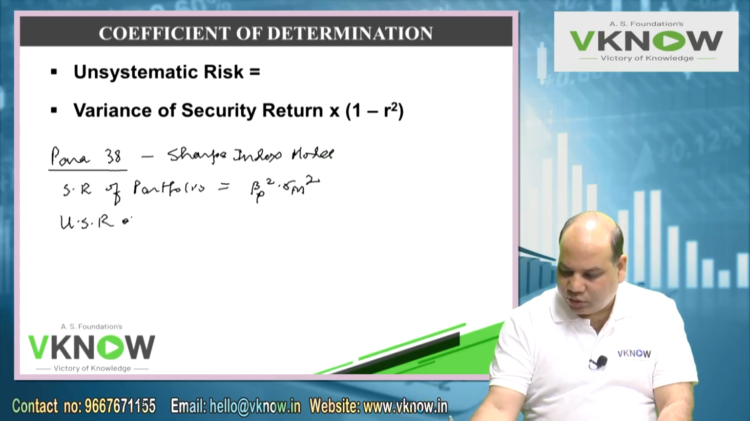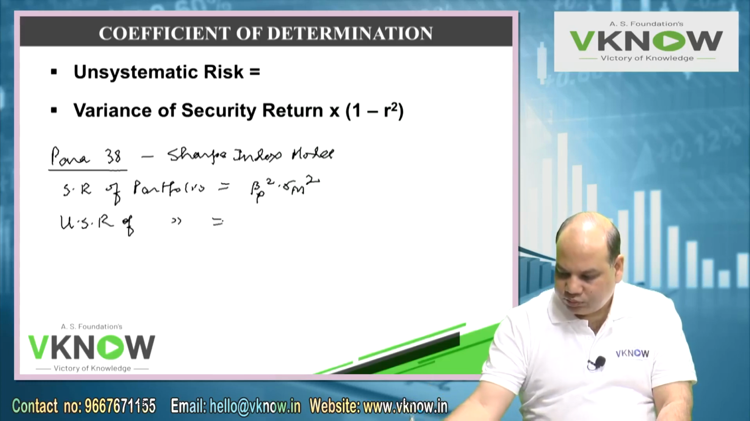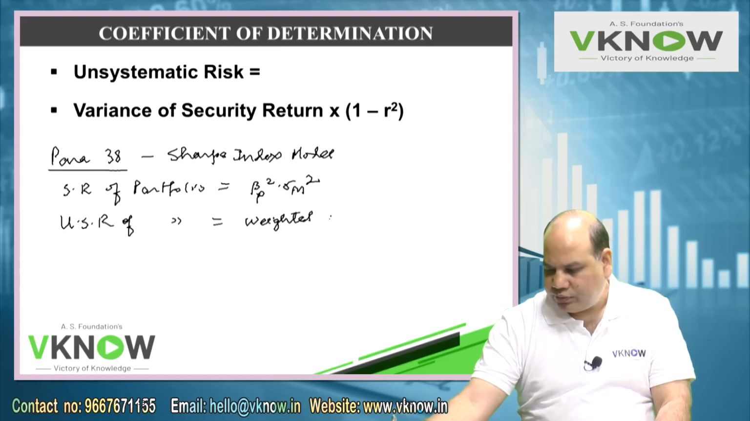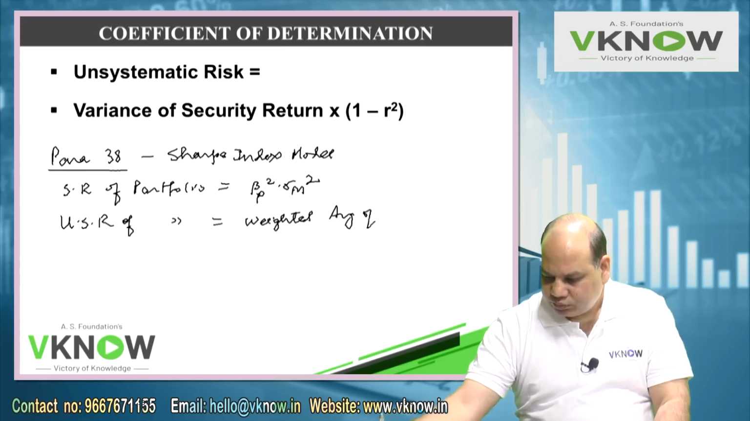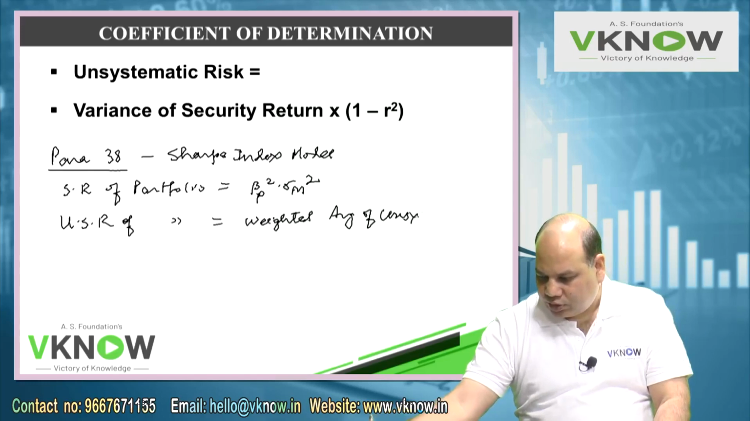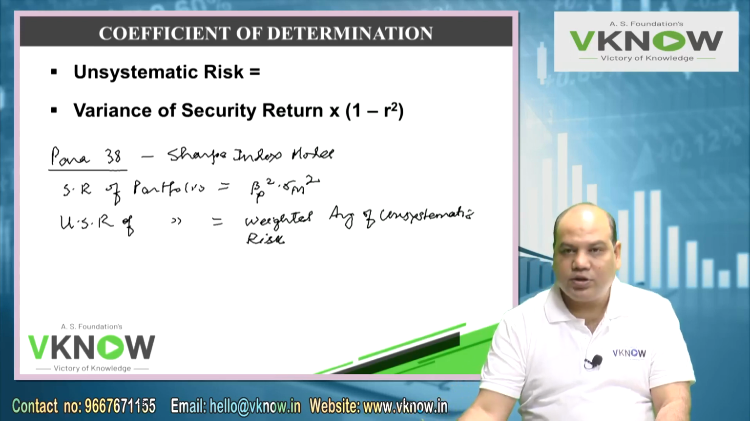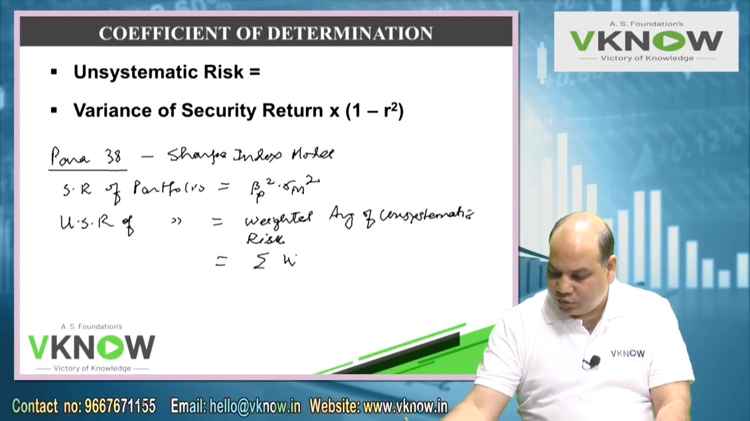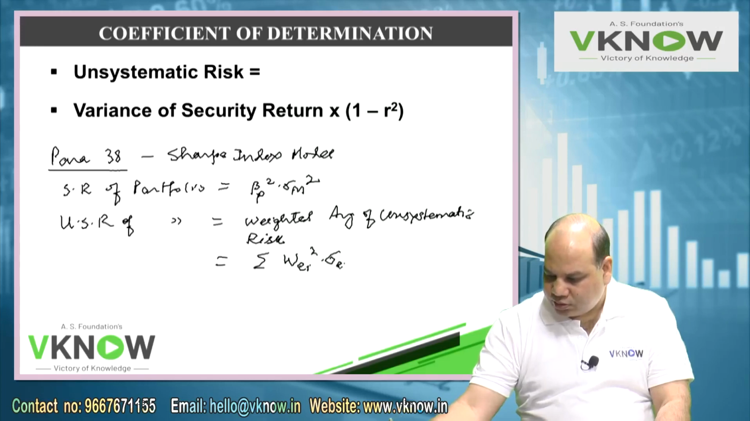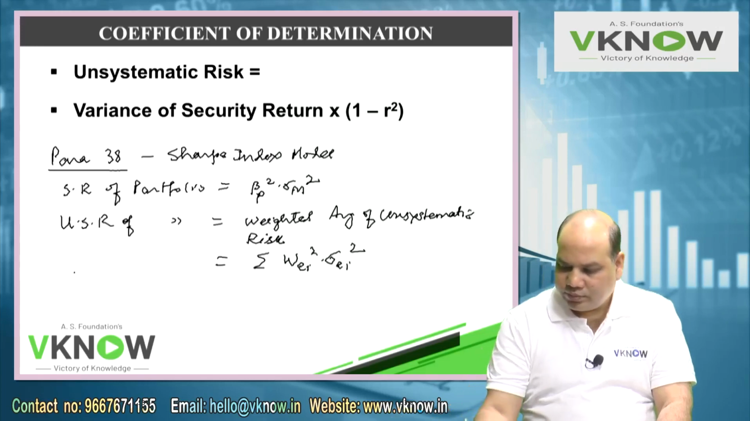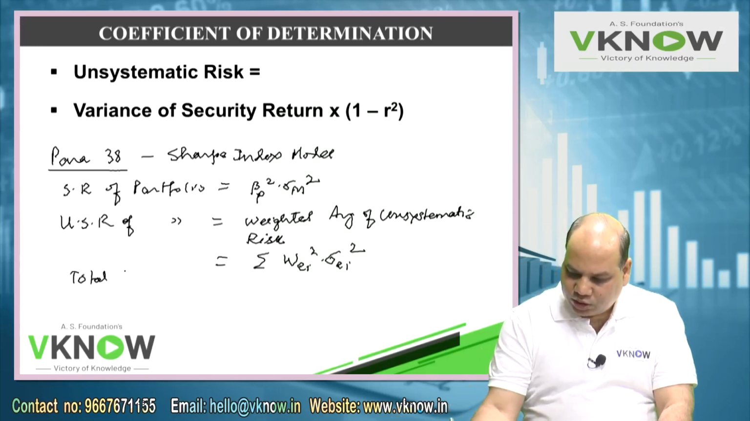Unsystematic risk of the portfolio is the weighted average of unsystematic risk, that is summation w ei square into sigma ei square.